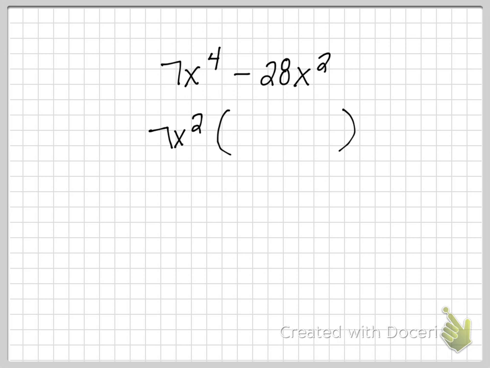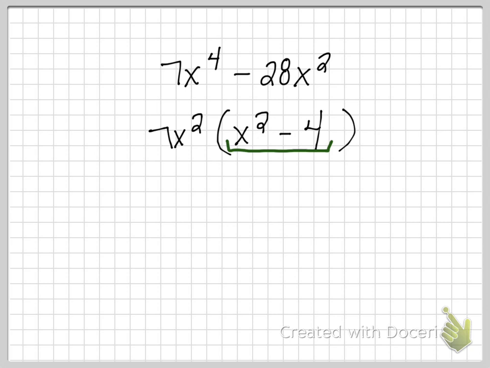7x squared is the GCF. If we divide each term by 7x squared, we get x squared minus 4. Perfect. Is this fully factored, x squared minus 4? No, it's a difference of squares.